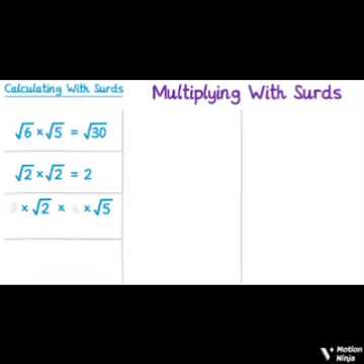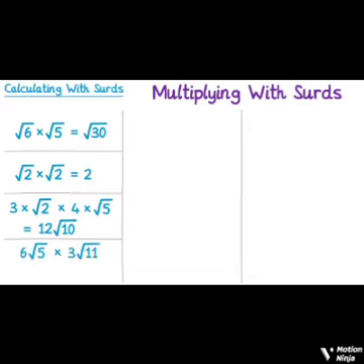Then we're going to multiply these numbers here, so 3 times 4, which gives you 12. And then we can multiply the surds, so square root 2 times square root 5, which gives you square root 10. So the answer to this question is 12 root 10.